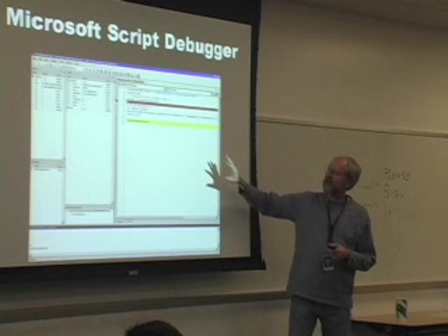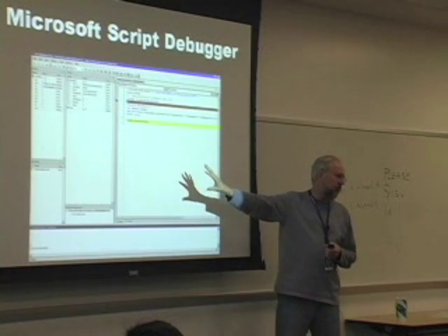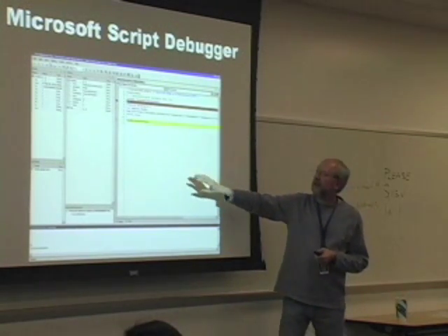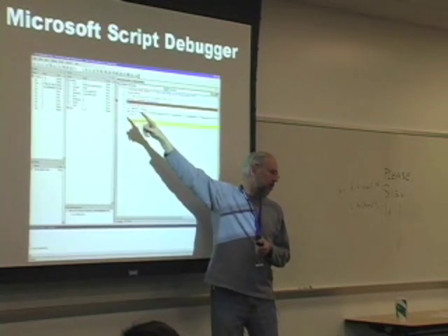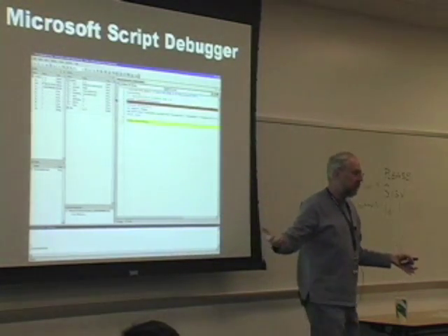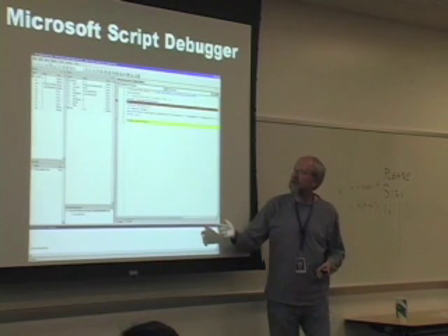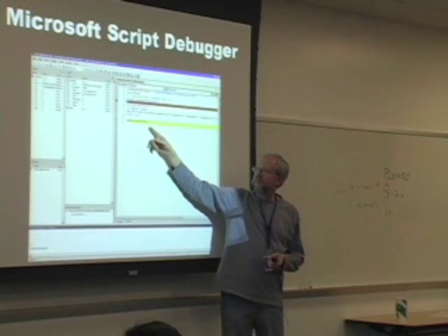So here's what you get. You get a source window, which shows you the source of the thing that you're currently looking at. There's a place in the margin where you can set breakpoints. So when the JavaScript interpreter hits that point, it'll stop and open the debugger, and you can look at what's going on. That's really nice. It shows the line that you're currently executing in yellow.